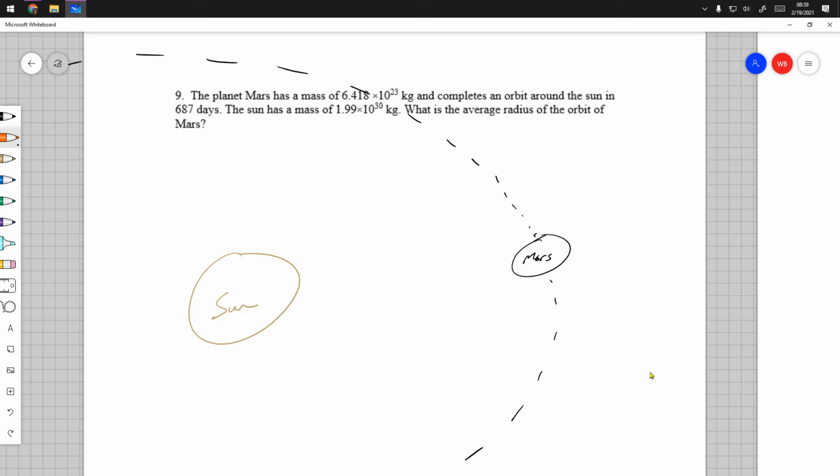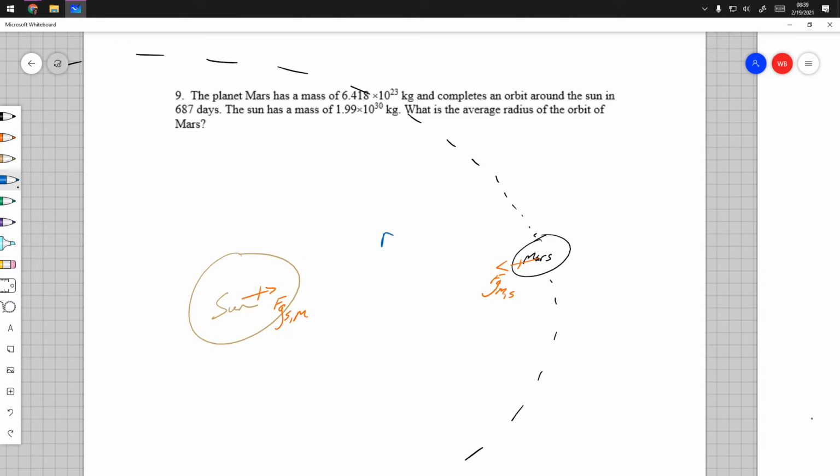So what's going on here? Well, I know that there's a force of gravity on Mars by the sun. Absolutely. And what else do I know? I absolutely know that Mars is pulling on the sun, and it's pulling just as hard. This force is the same as that force by Newton's third law, as well as by the universal gravitational equation; we can put that in and see that it'll be exactly the same. What are we trying to find? We're trying to find the radius.